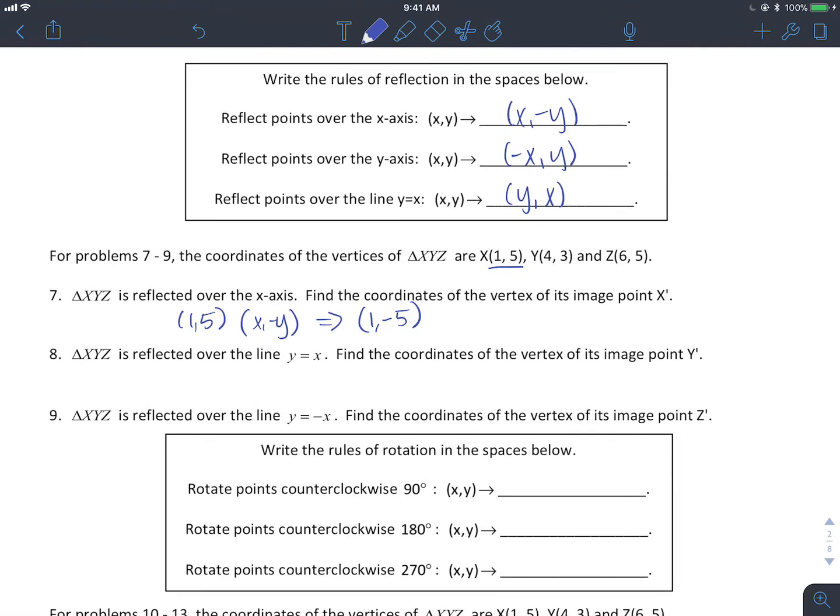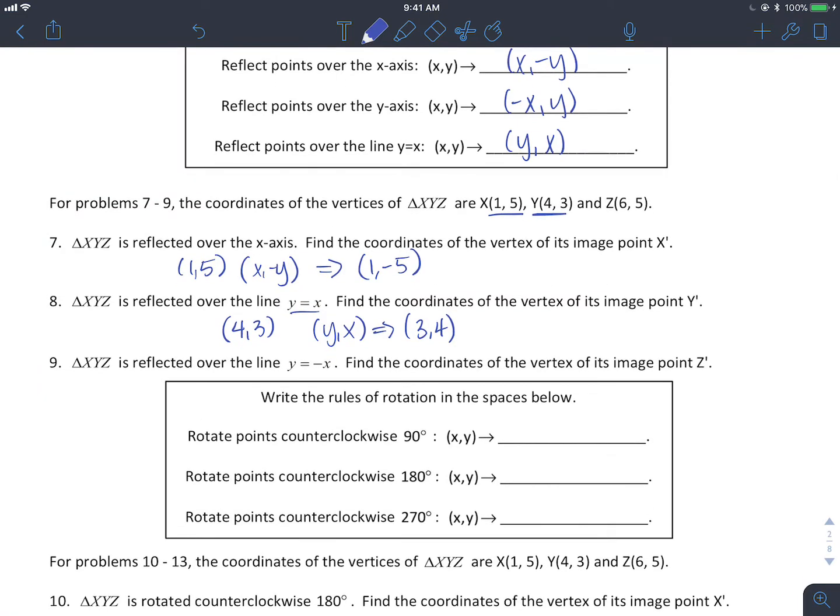All right. Number 8 says we are reflecting over the line y equals x. So we are reflecting the point Y. Our rule is y, x. So that means we're going to switch places. So our new point is going to be 3, 4.